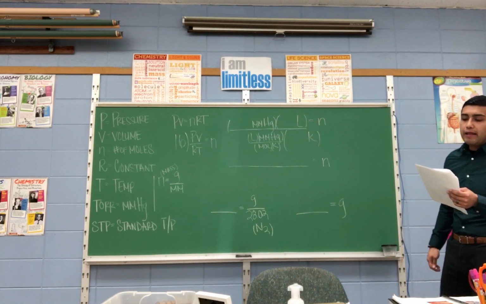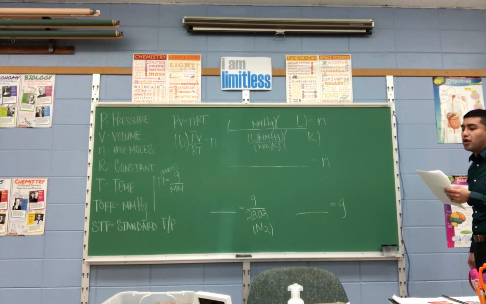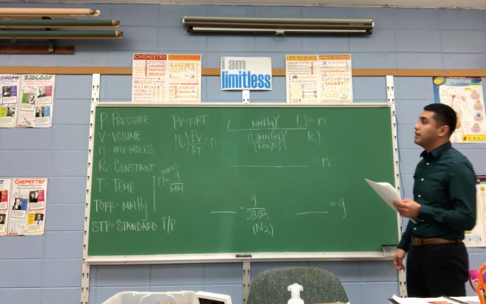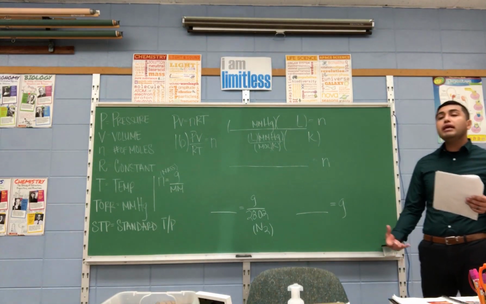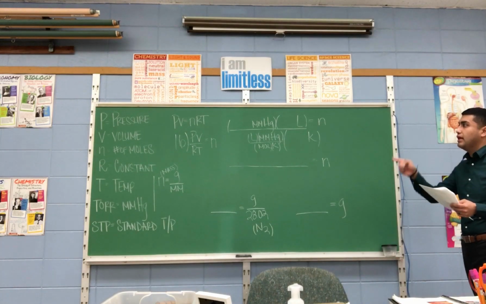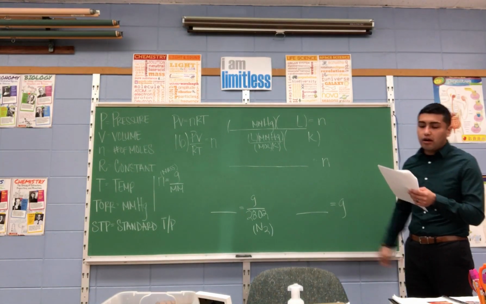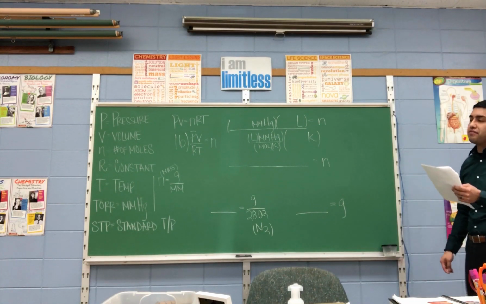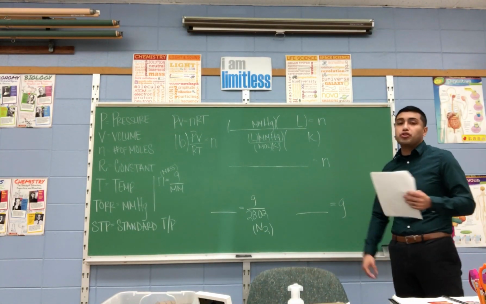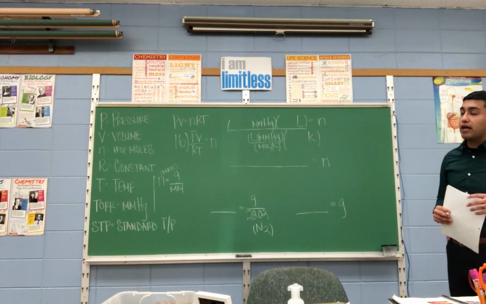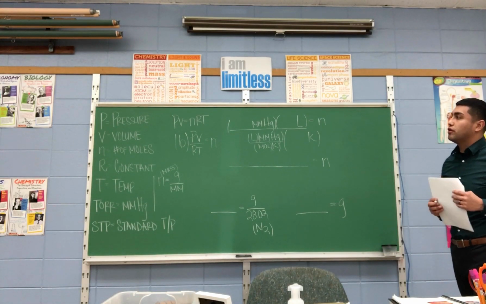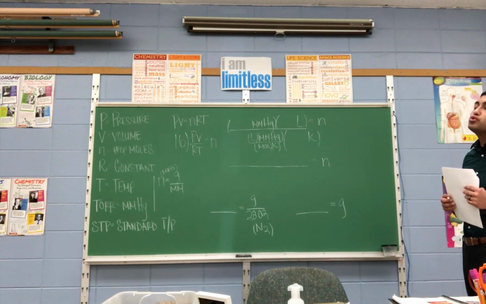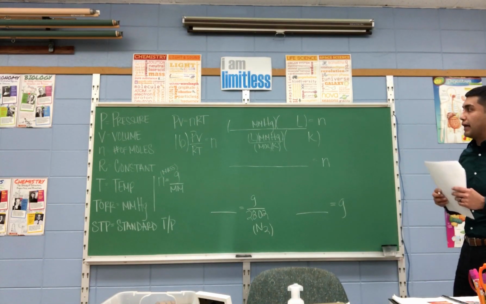So that's given. Then it says it has a pressure of 688 millimeters of mercury. My P is also given. So my P and my V are given. Then it says it has a temperature of 565 degrees Celsius. Remember, Celsius is also not the correct unit. You want to make sure you convert that to Kelvin. So you're going to add 273 to that when we plug it in.